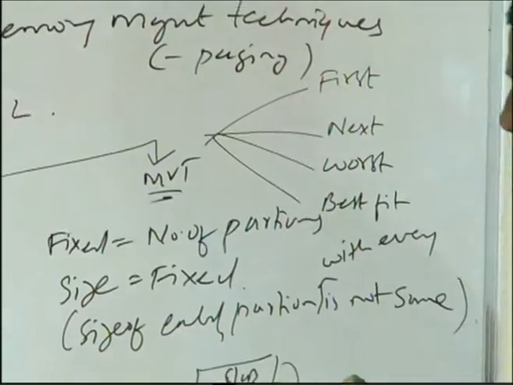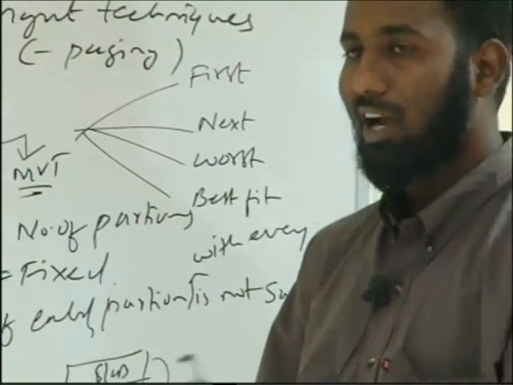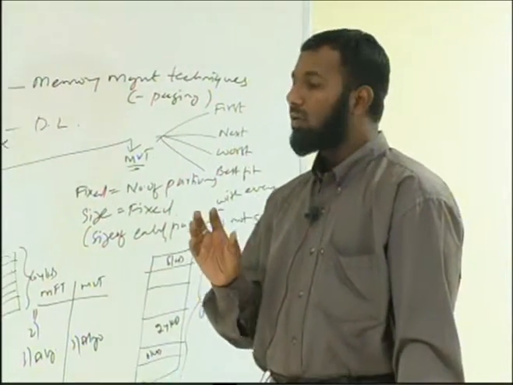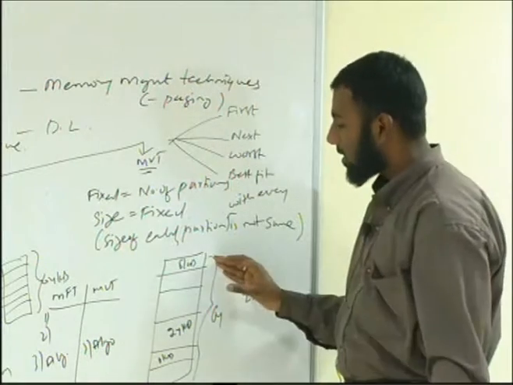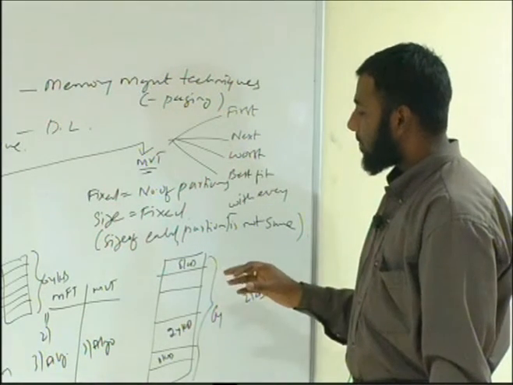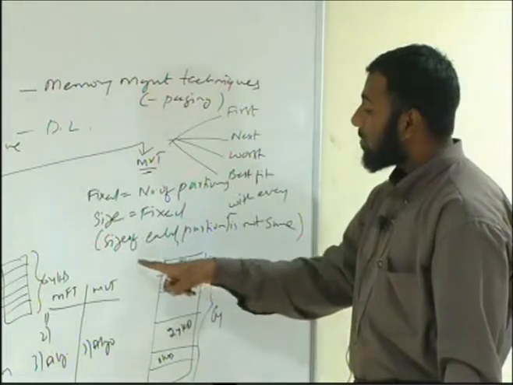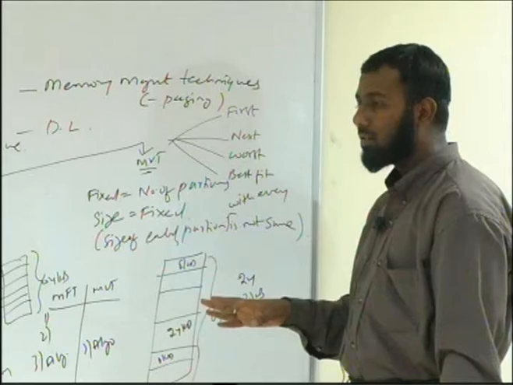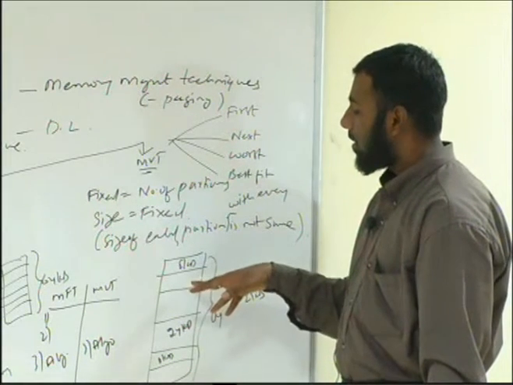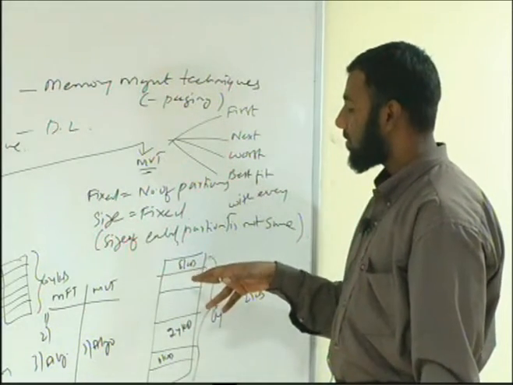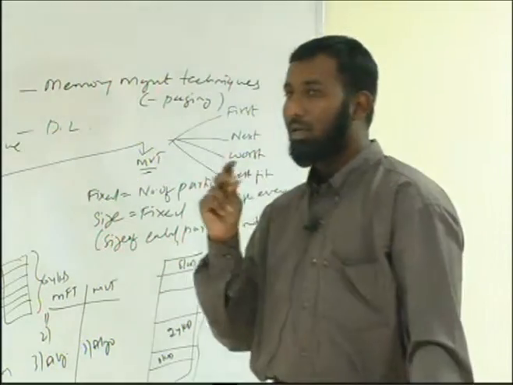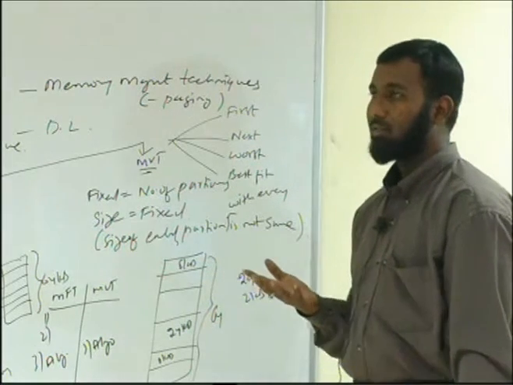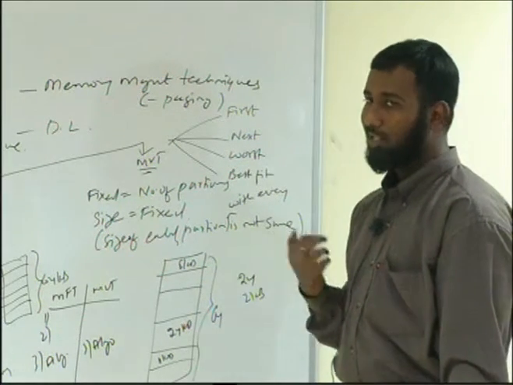In the first fit algorithm, the basic principle or strategy by which the partition is allocated to a process is this: it will look from the beginning of the partitions, and if the size of the process is less than the size of the partition, that condition is met, then that partition will be reserved for that process. So it starts from the beginning and looks for the partitions which are big enough to accommodate that process.